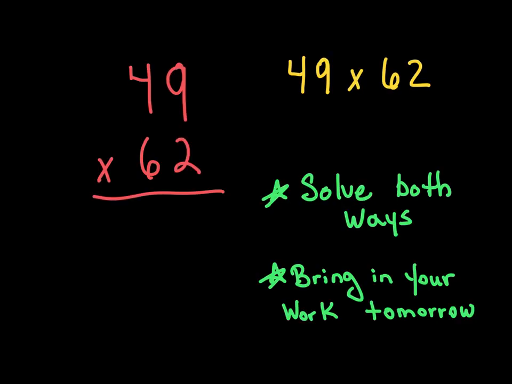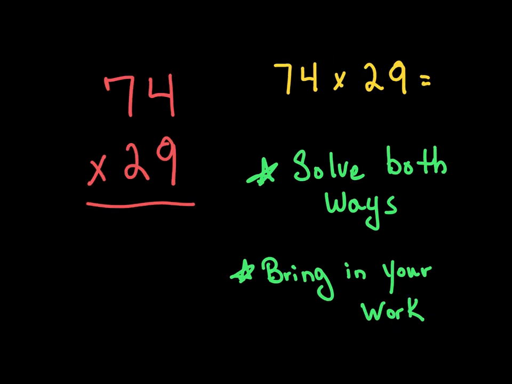49 times 62. You're going to solve it both ways. I want your standard and I want your distributive. And bring in your work tomorrow. 74 times 29. You're going to solve it both ways, standard and distributive. And I want to see your work tomorrow.